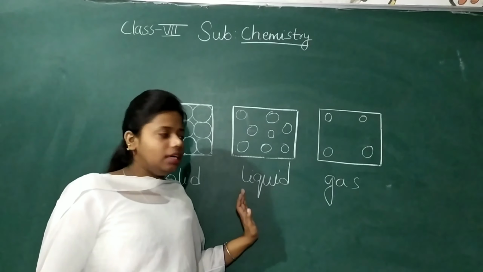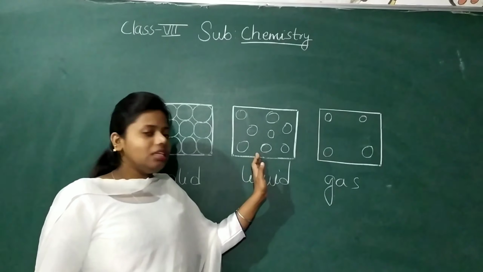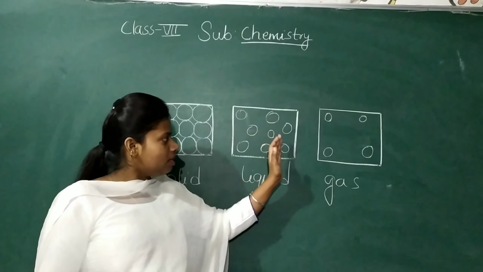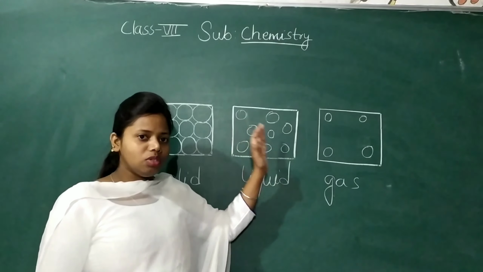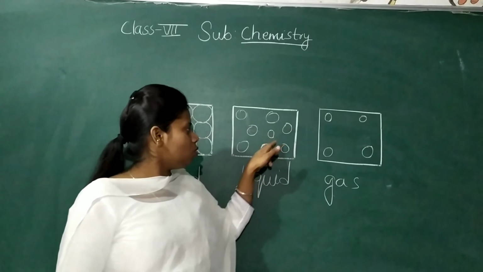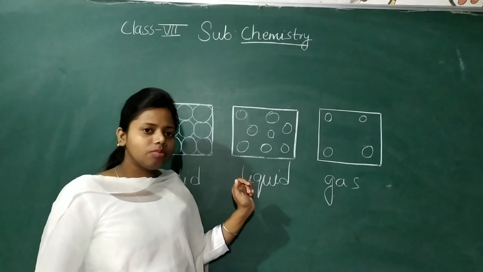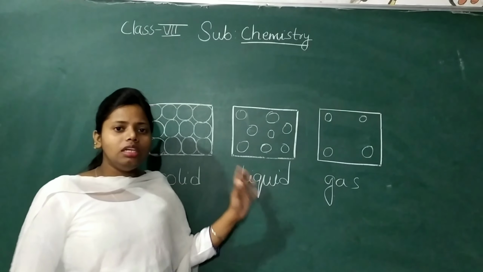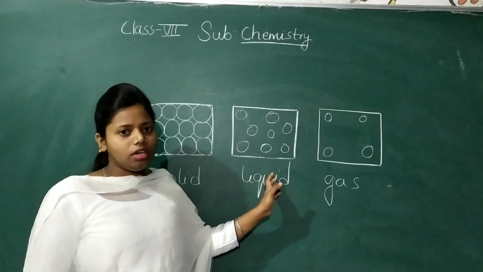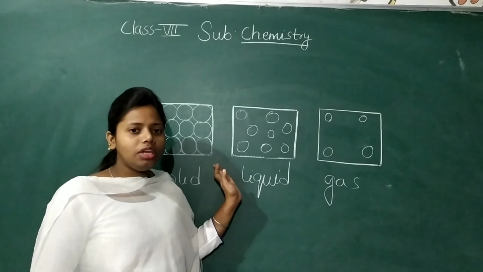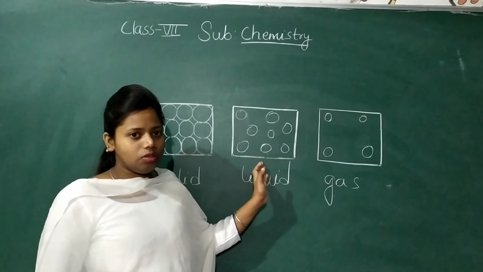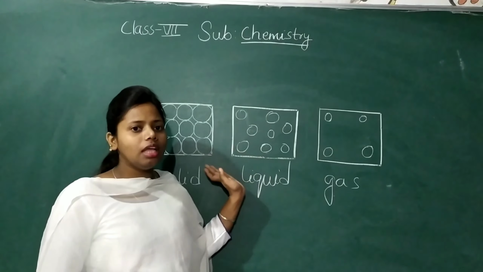Now let's move to our next state of matter, that is liquid. Now let's see the arrangement of particles in the liquid state. In liquid, you can see the particles are packed loosely. You can see the interparticle space is also more between the particles. They are packed loosely because the interparticle force of attraction is less than solid. In case of solid, the interparticle force of attraction was strong, but in case of liquid, it is weaker than solid.